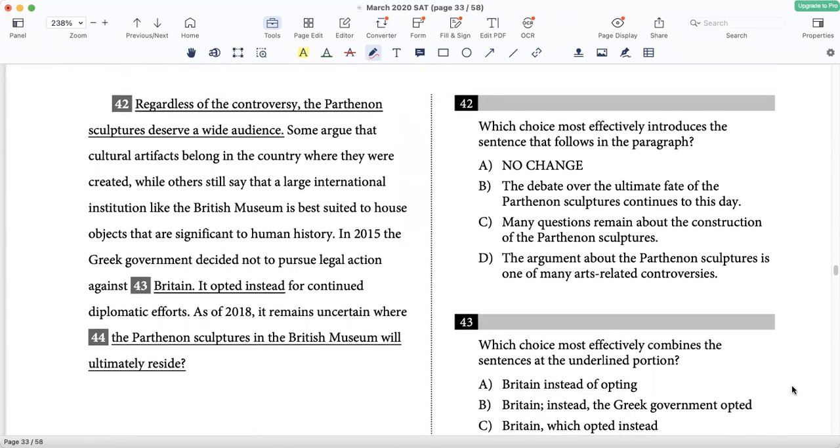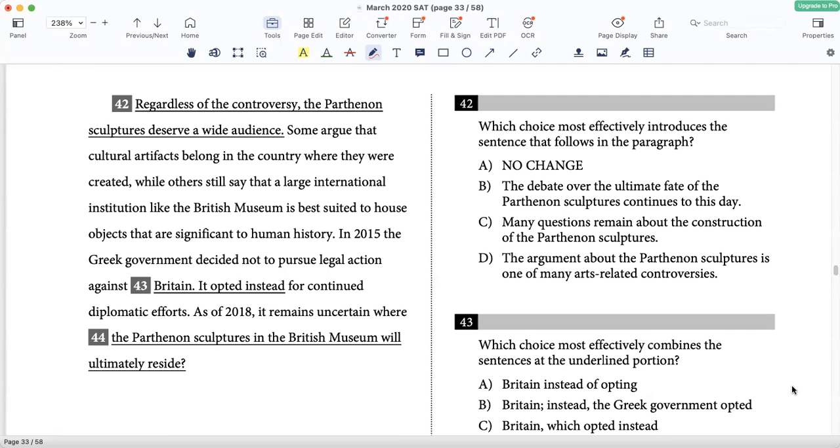Regardless of the controversy, the Parthenon sculptures deserve a wide audience. Some argue that cultural artifacts belong in the country where they were created, while others still say that a large international institution like the British Museum is best suited to house objects that are significant to human history. In 2015, the Greek government decided not to pursue legal action against Britain. Okay, so which choice most effectively introduces the sentence that follows?